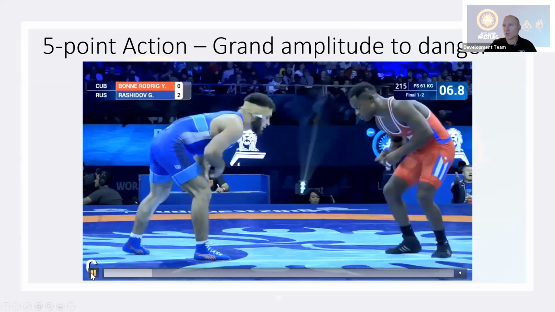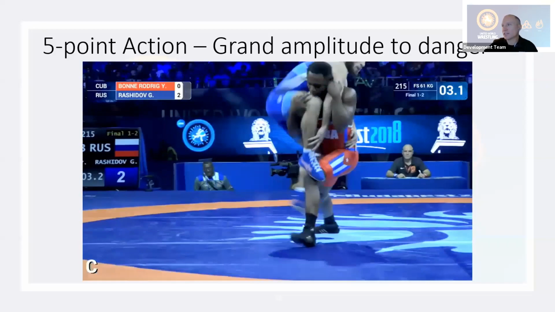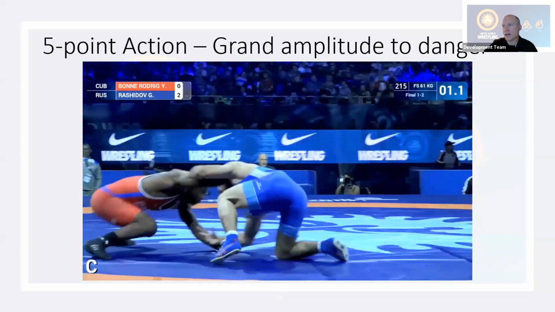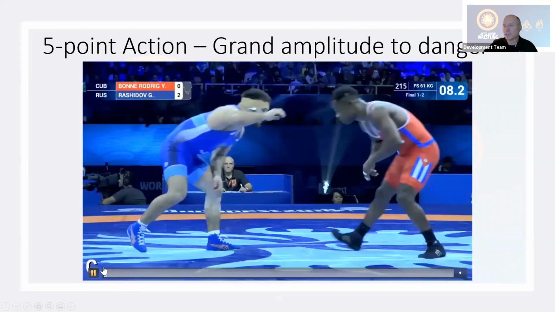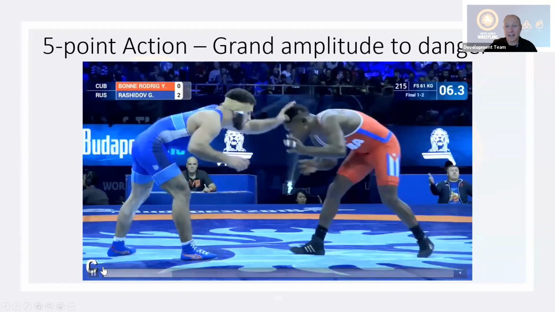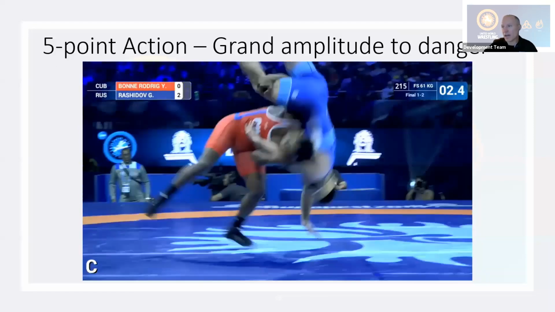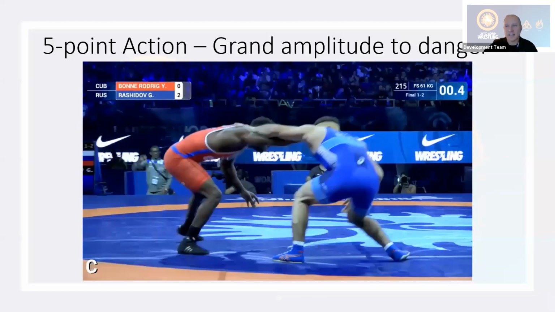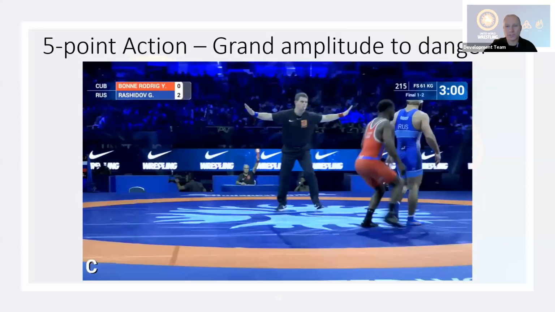A couple of years ago at the World Championships, again, just before time was out, he elevates and goes directly over the top. It was an excellent action. You can even tell from the judge. The judge was like, wow, that was a great action. And I agree. So he gets him up. Notice blue's hips go over top of his chest, lands in the danger position. So in this case, this is going to be 5 points for red. So great action there.